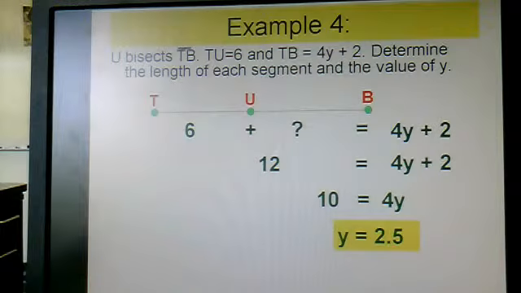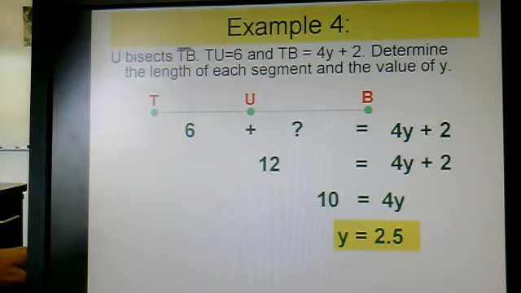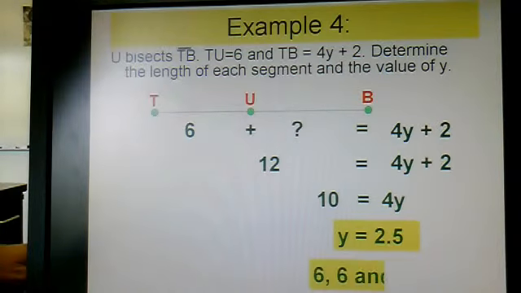2.5 times 4, of course, is 8. Oh, no, is that right? No, it's not. Sorry, 10. Silly. Add the 2 on, you get 12. So it does work.